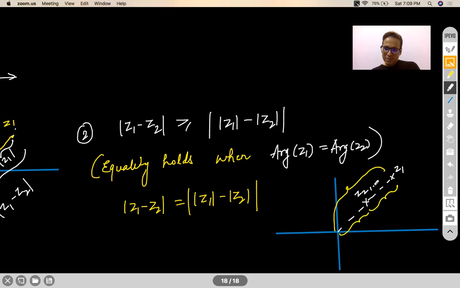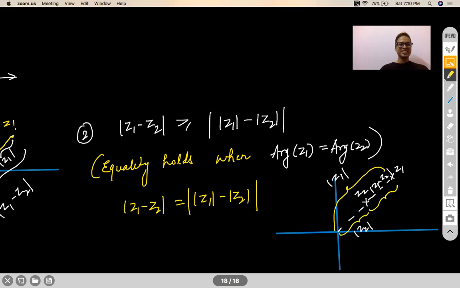So mod Z1 minus Z2 will be equal to mod Z1 minus mod Z2 only when they lie on the same side of the origin along the same angle. That means their arguments are equal. Are you getting my point? So this can come as a direct question to you in the competitive exams. Is it clear? Everybody, is it clear?